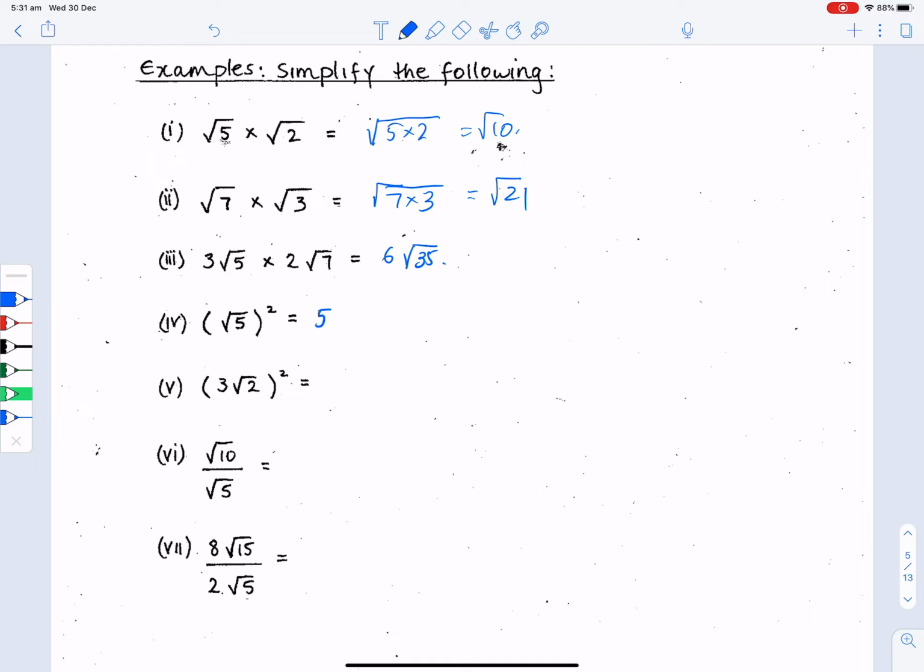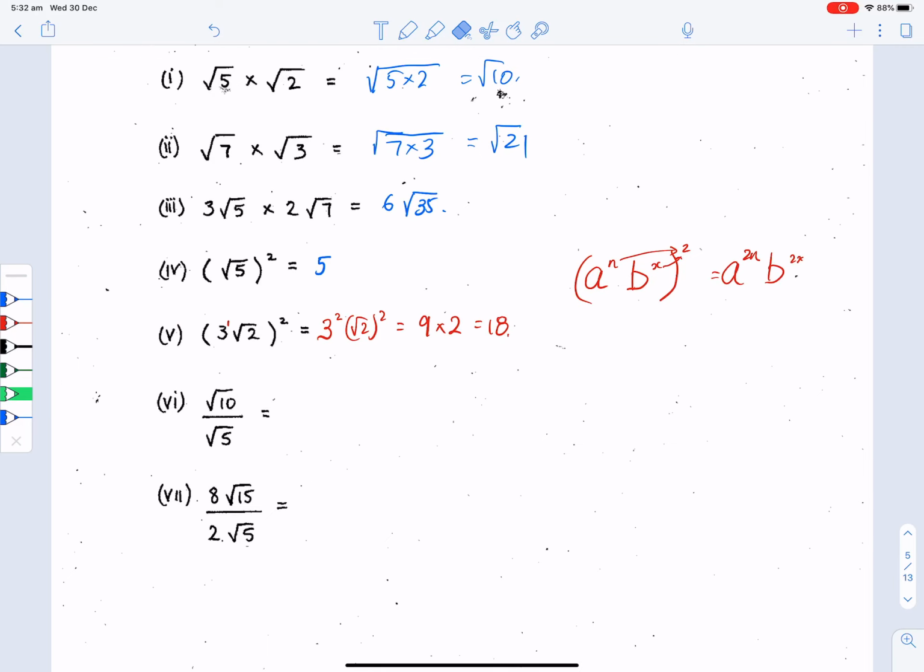Question number 5, if you recall from the index laws, if you have A to the power of something and B to the power of something, and this was to the power of 2, for example, it would be A to the power of 2n times B to the power of 2x. That n must be to the power of 2 and that x to the power of 2 as well. So question number 5, imagine there's a little 1 there, is the same as 3 to the power of 2 and then root 2 squared as well if you follow those rules, which is 9 times 2, which is 18.